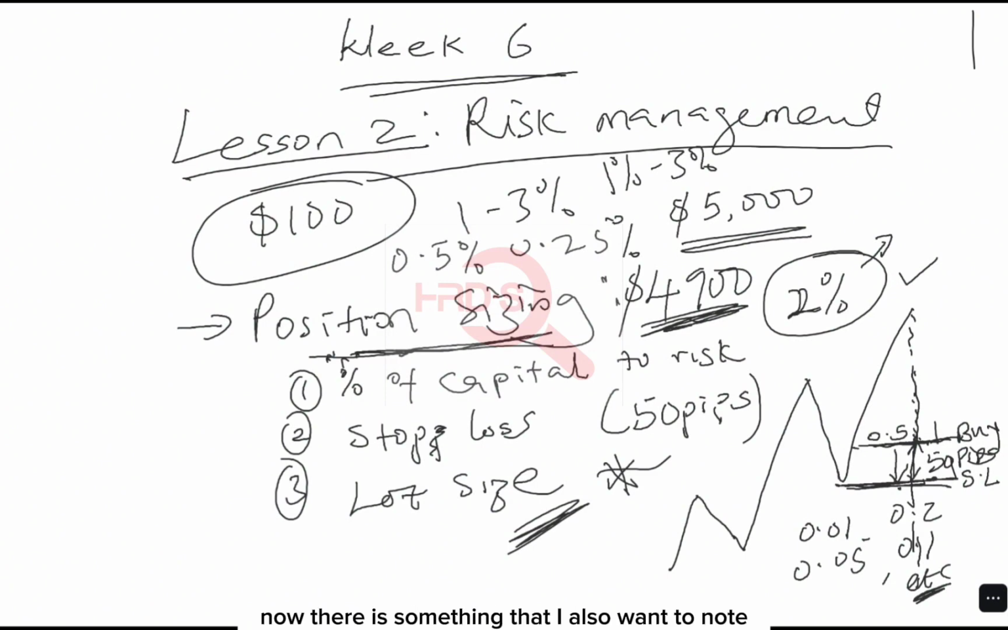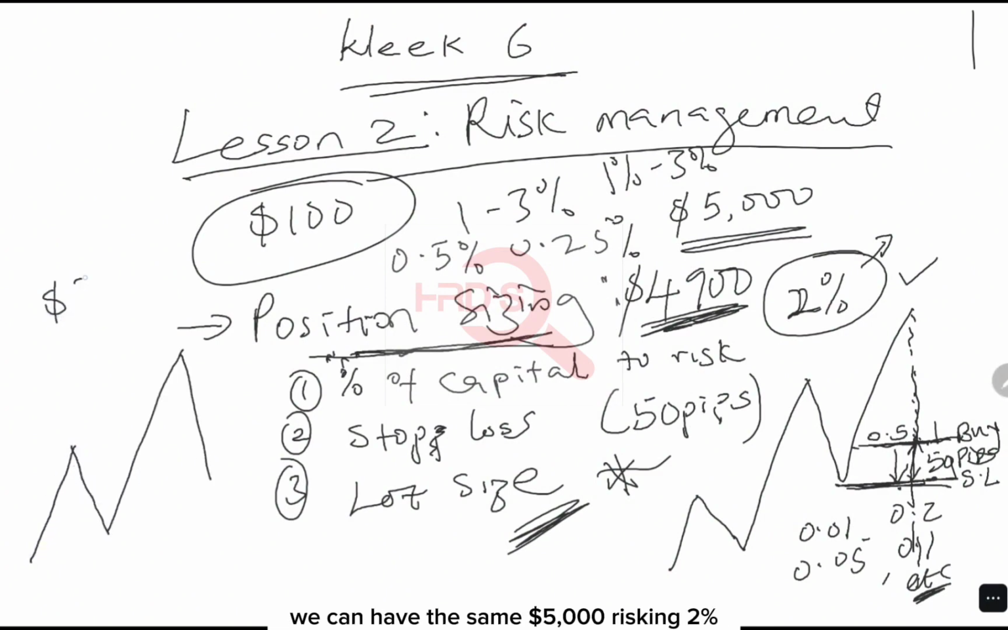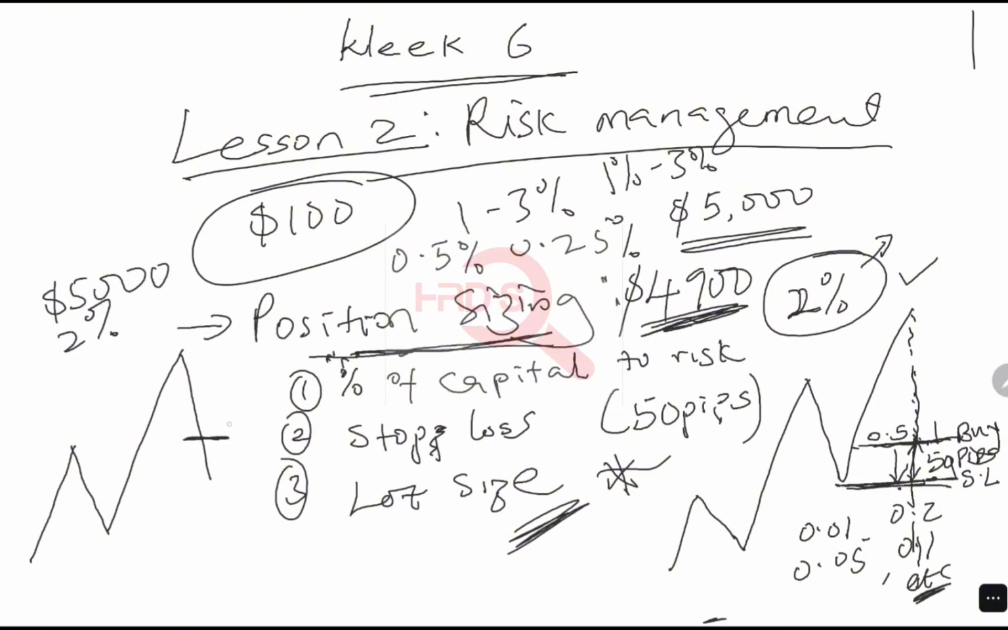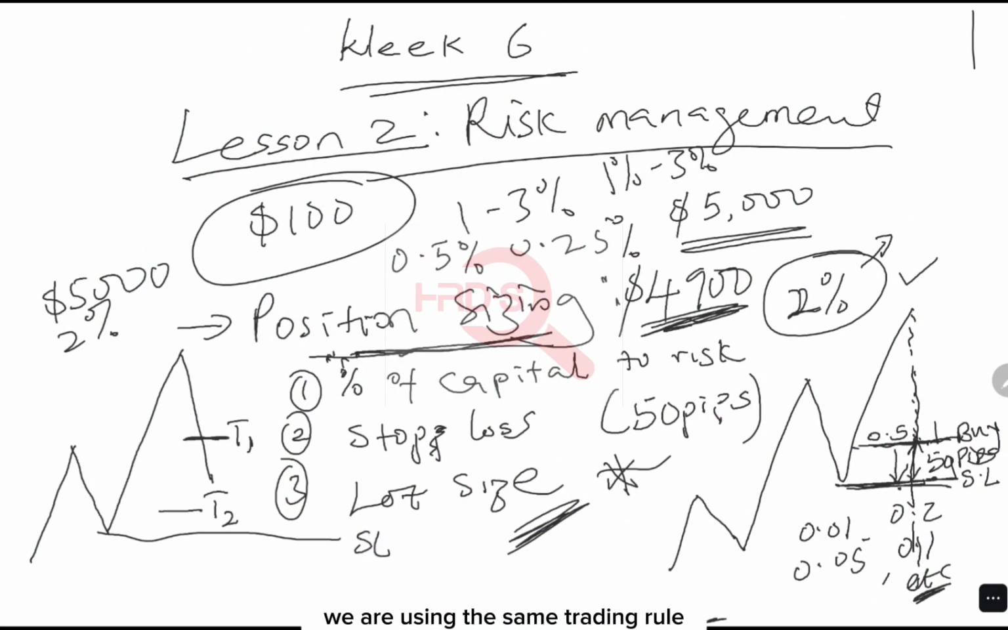Now, there is something that I also want to note. We can have the same 5,000 risking 2%. Now, trader 1 places a trade here, trader 2 places a trade here. We have the same capital. This is our SL. We are using the same trading rule.